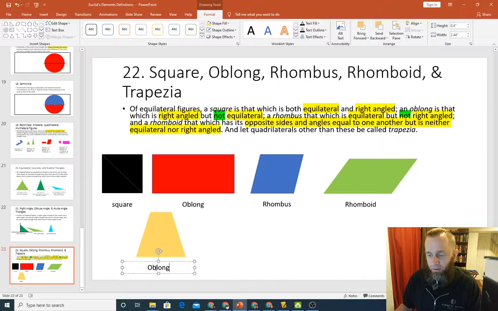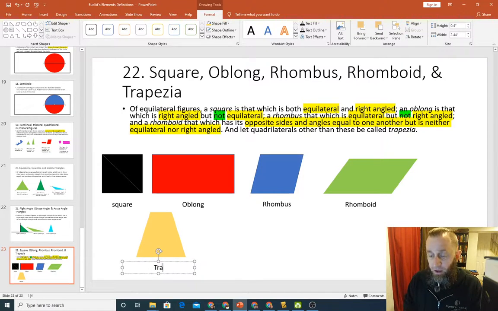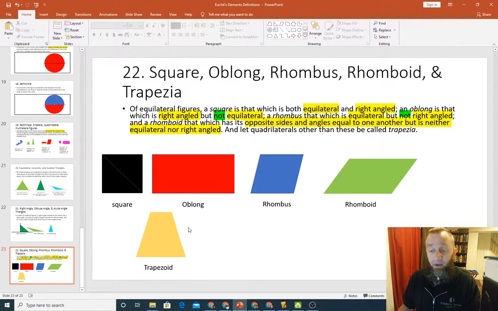A trapezoid. Trapezium. I still like trapezium, but that would be Latin. We're mixing up Latin and Greek. That was a mistake I made earlier. Trapezoid. Here we go. All right. Ta-da! And now, take a deep breath. Here's definition 23.